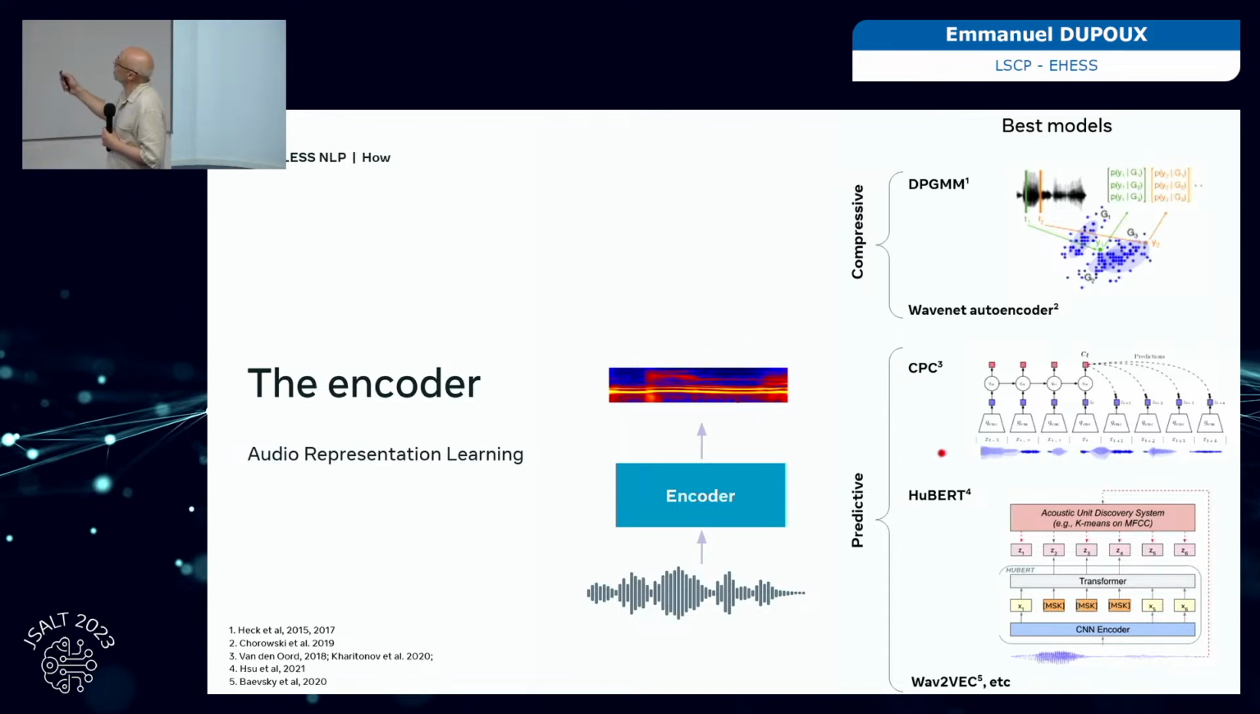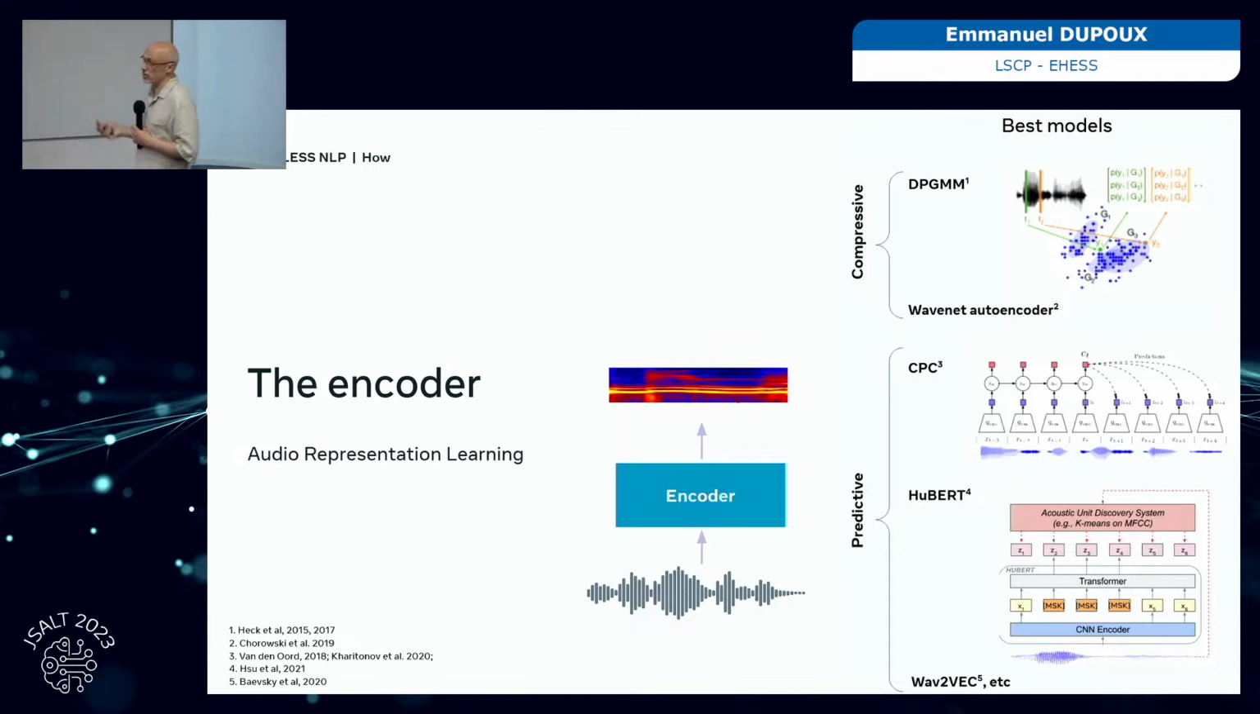So these new models are basically predictive models where you take some part of your speech and you try to predict a part that you don't see. So the model only sees, for instance, the past and tries to predict future frames. This is a CPC model, and then the same idea is in HuBERT and Wav2Vec, where you mask a particular section of your speech and you try to reconstruct what's missing given the context.